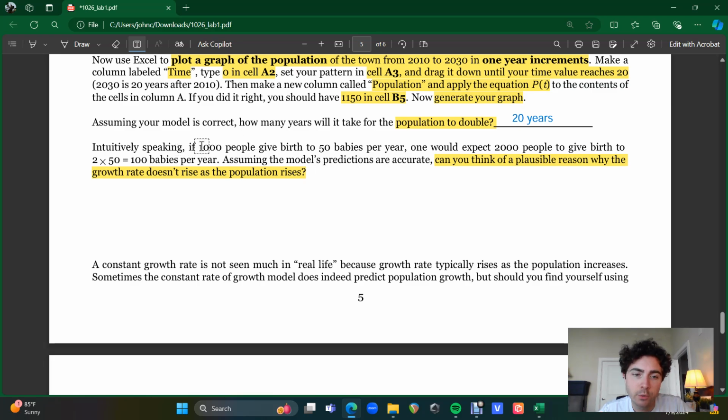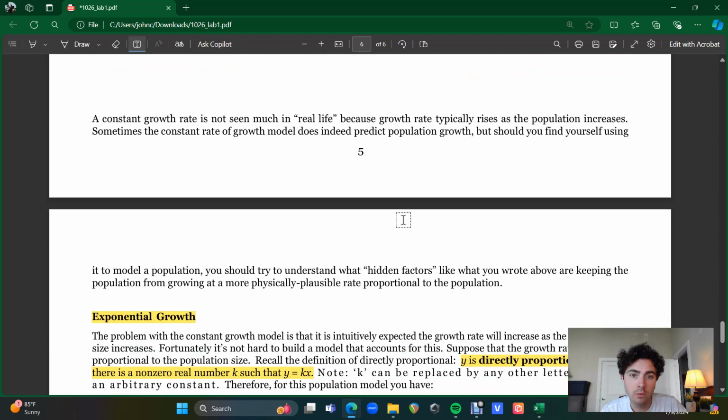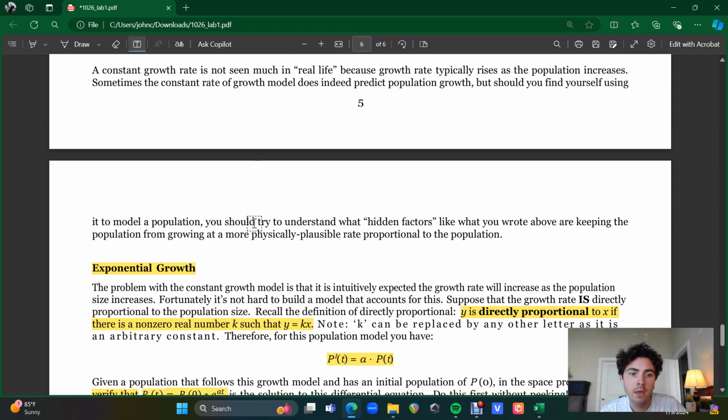So they say, intuitively speaking, if 1,000 people give birth to 50 babies per year, one would expect 2,000 people to give birth to 100 babies per year. Yeah, that's realistic, but they ask you to do a thought experiment: can you think of a reason why the growth rate doesn't rise as the population rises? Maybe the town they live in has a limit on how many births can occur every year, and maybe it's 50. Maybe people are dying off. Does that even make sense? Not really. Let's go with the town has a law where 50 babies is the max. Okay, that's pretty much it.